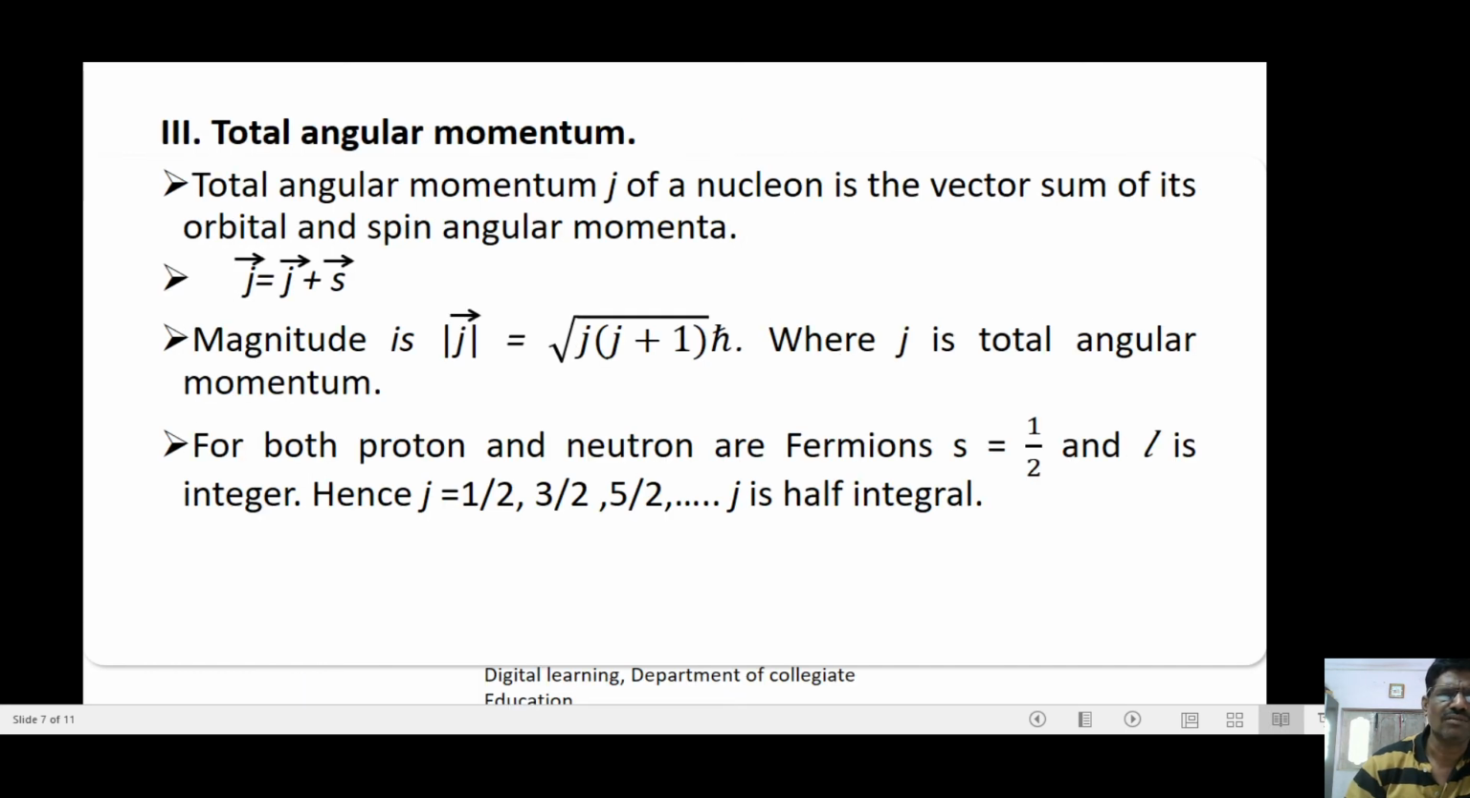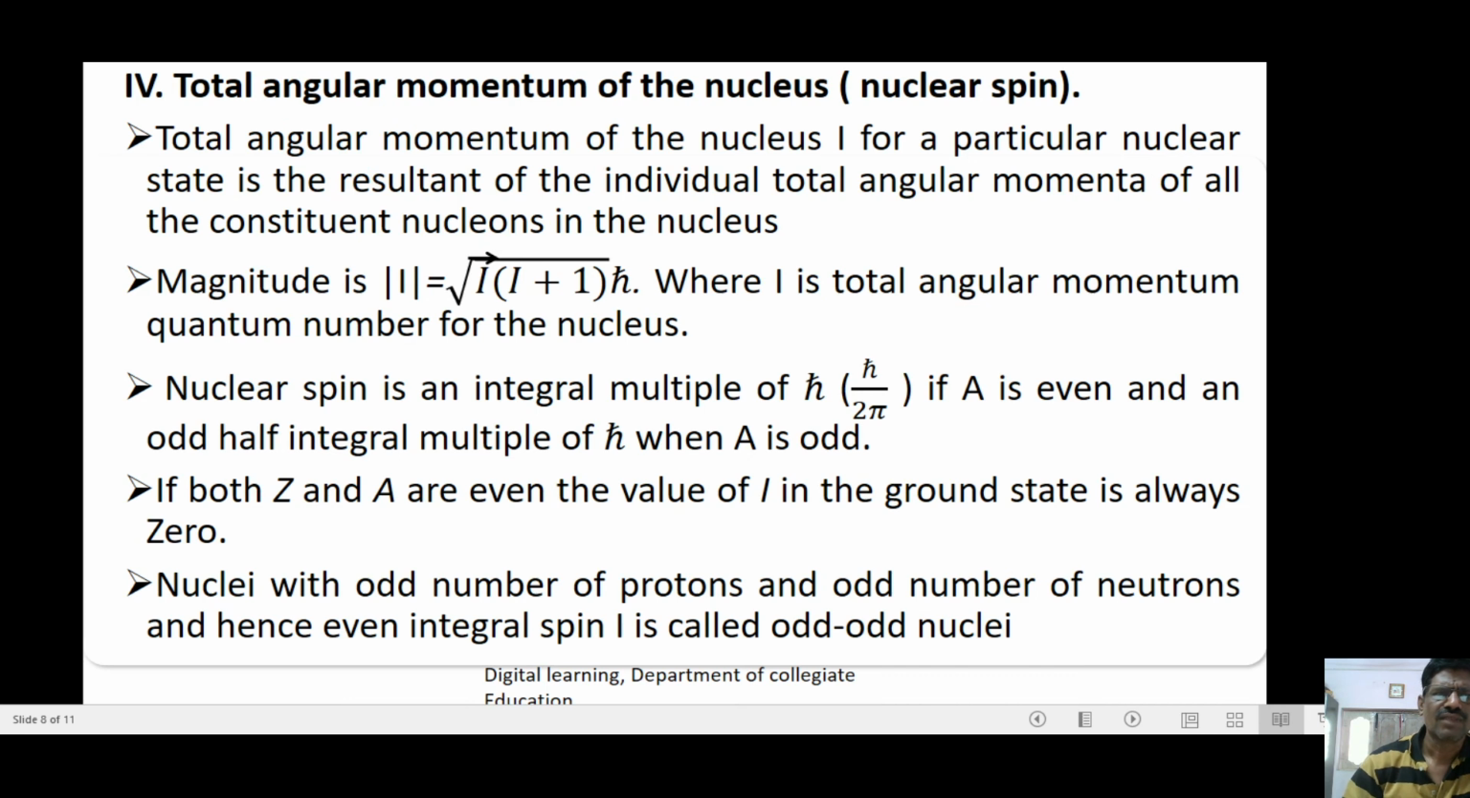Total angular momentum J of a nucleon is the vector sum of its orbital and spin angular momenta. J is equal to L plus S. Magnitude of J equals root of J into J plus 1 h cross, where J is the total angular momentum. Both proton and neutron are fermions, so S is equal to half and L is an integer. Hence J is equal to half, 3 by 2, 5 by 2. J is half integral.